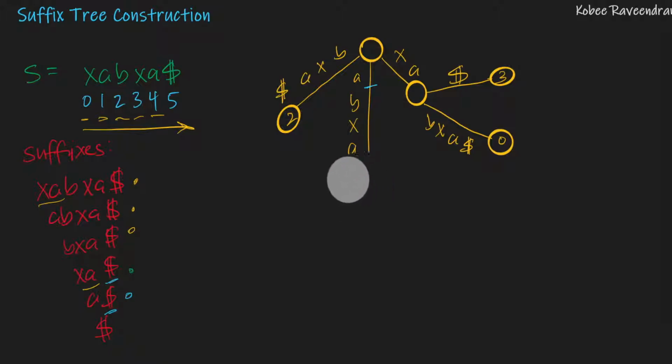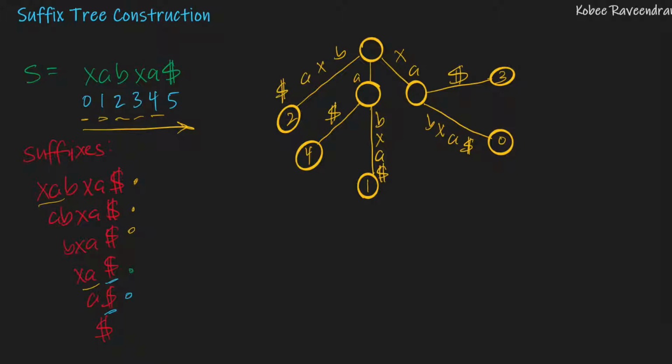So I'll erase this up until this point. Now we make our internal node, and from there we can either go straight to the $ sign, and that gives us the suffix starting at index 4, or we take the edge that was there before, which was just ABXA. BXA, $ sign, and that of course was the suffix starting at index 1.